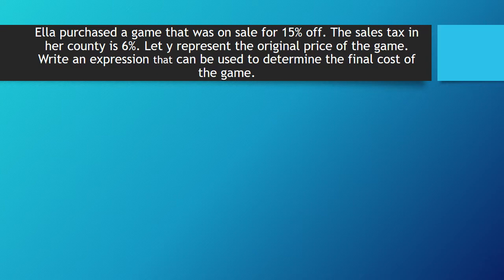Let y represent the original price of the game, and then write an expression that can be used to determine the final cost. All right, so when I'm reading this, and I would also write this one in your notes, I'm going to box everything that I really need to know. It's on sale for 15% off. There's a sales tax, which means I'm going to be adding something, for 6%. And then y is my cost. Another thing to point out is that this is an expression, which means there will not be an equal sign.